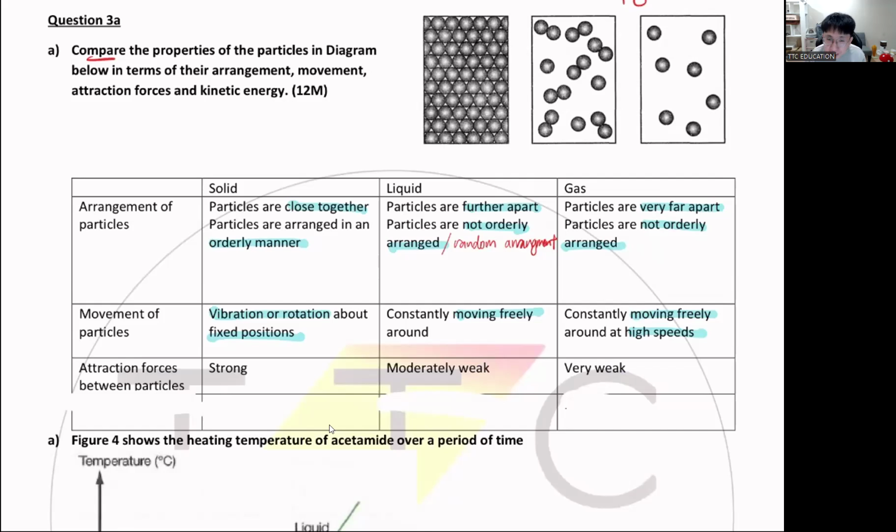Okay, and kinetic energy is based on how fast it moves. Because kinetic energy, you all learned it from Form 3, is the energy for something to move around. So do solid particles move a lot? They vibrate at a fixed position, they cannot move a lot. So you say the kinetic energy is low. Gas and liquid, I would say liquid slightly higher, then gas is very high.